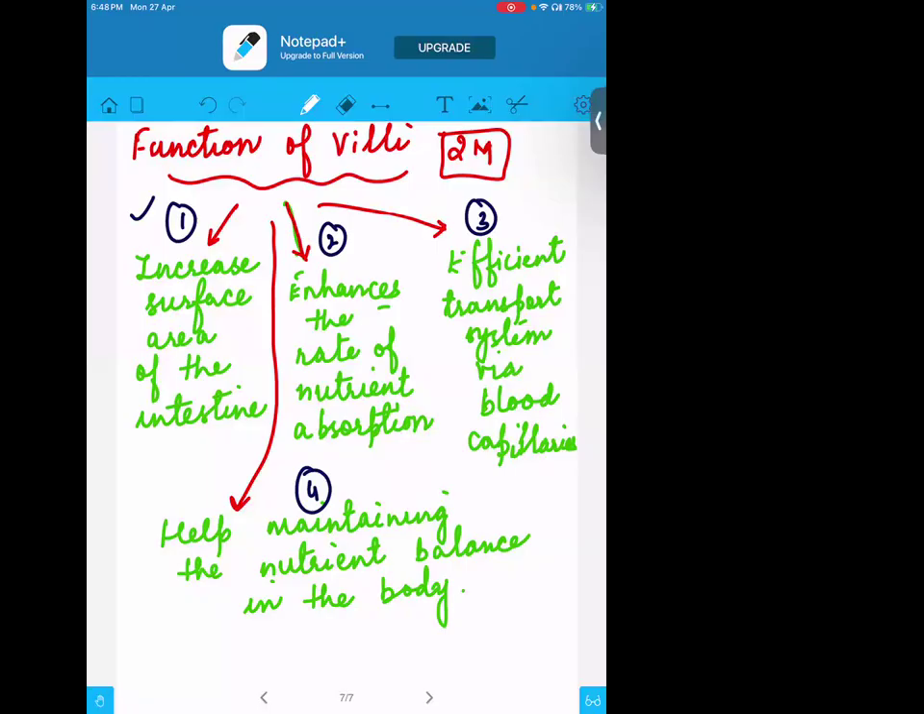Ma'am, like the third point, transport system, what's after system? Via, V-I-A. It means through the blood capillaries. You can write through also instead of via.